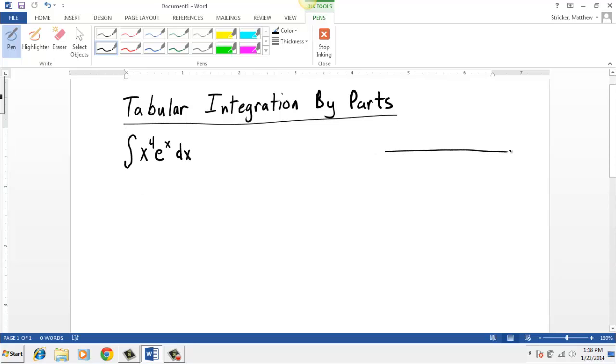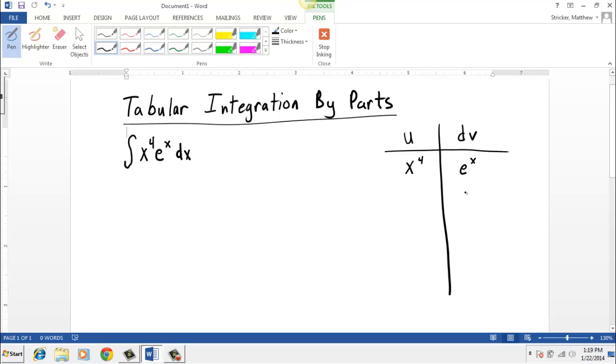What you do is you make a table, hence the name tabular, and in the left hand column you put what you would normally pick for u, and the right hand column you put what you would normally pick for dv. And so obviously in this case I would want to let u be x to the fourth, because that's going to get simpler as we repeatedly take the derivative. And then dv we would let be the other part, e to the x.